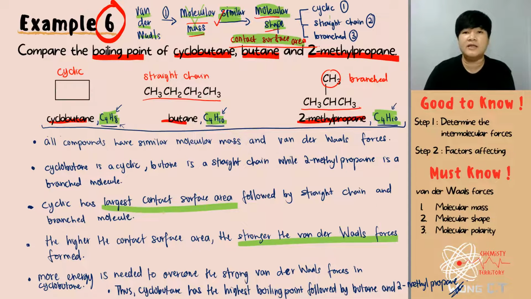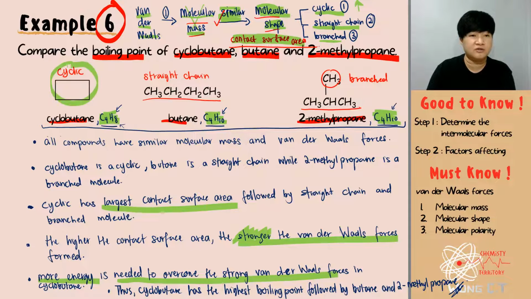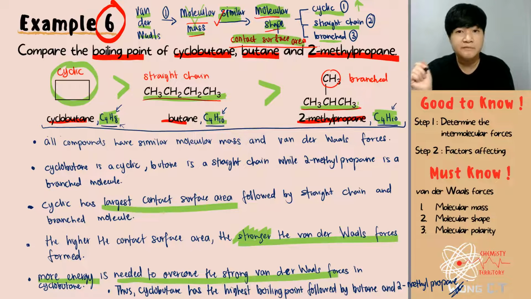The contact surface area has three different types. The cyclic, which has the largest contact surface area, followed by the straight chain, followed by the branch. And the stronger the van der Waals forces, the more energy will be needed to overcome them. As a result, your cyclic, your cyclobutane over here, will have a higher boiling point compared to your straight chain, compared to the branch molecule. Okay? And all this is how we determine the boiling point of your compound.